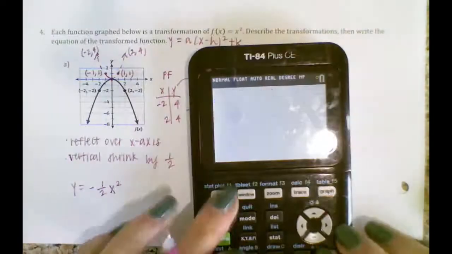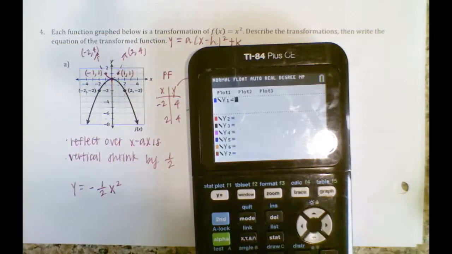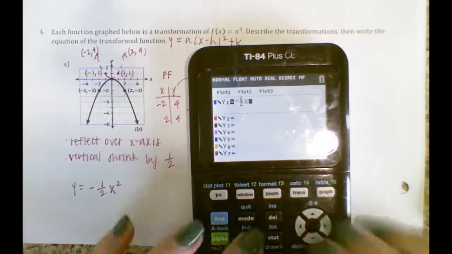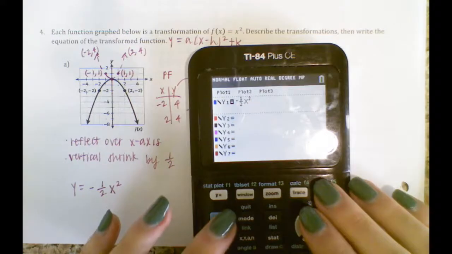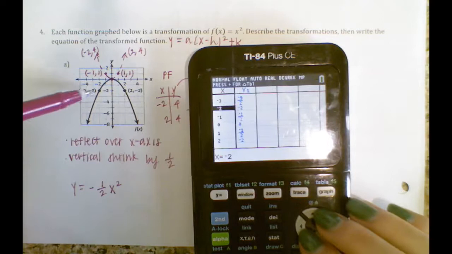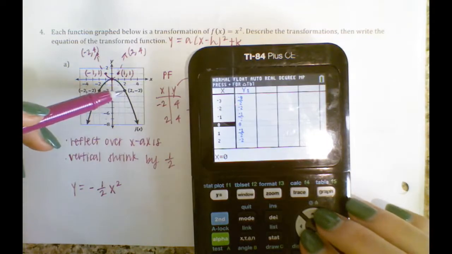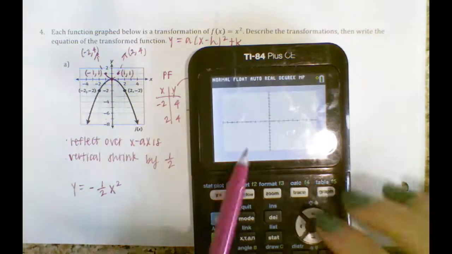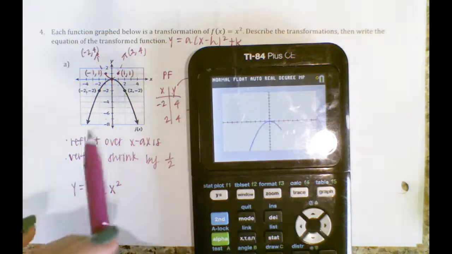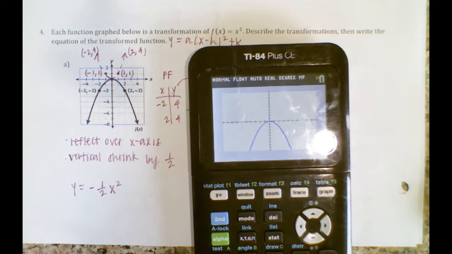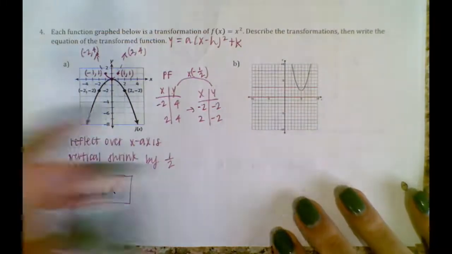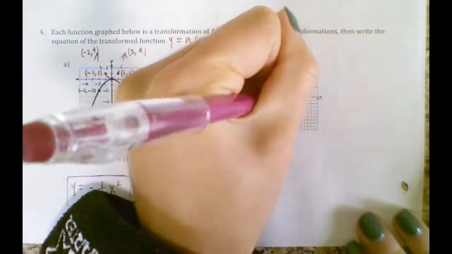And you guys can always go back into your calculator and double check to make sure those values make sense. I'm actually just going to look, yeah, so I have negative 2, negative 2, and 2, negative 2, and that graph looks just like this guy right here. Okay? Alrighty. Letter B. So let's draw the parent function.